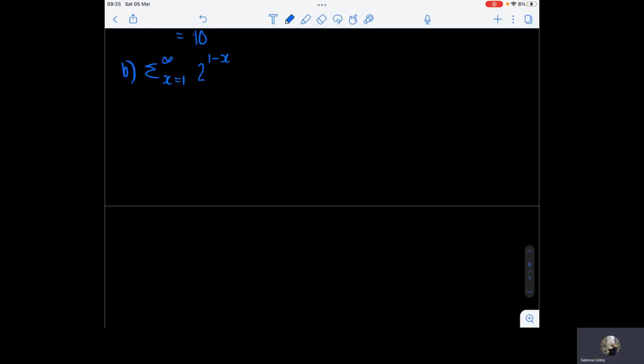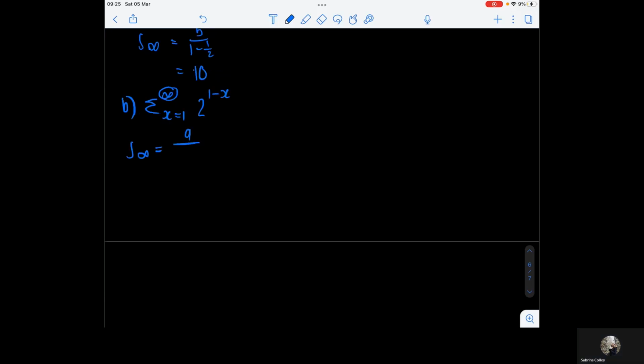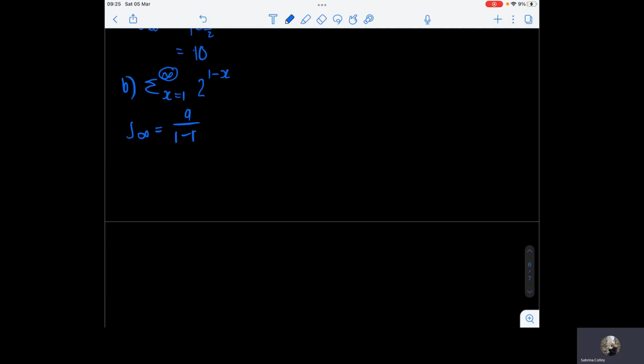Okay, so we've got the sum up until infinity. So I know I'm going to use my sum to infinity formula. So we're going to say S to infinity is equal to A over 1 minus R. Now we first need our A, so let's find our A.